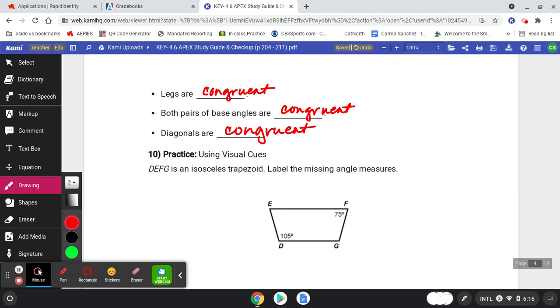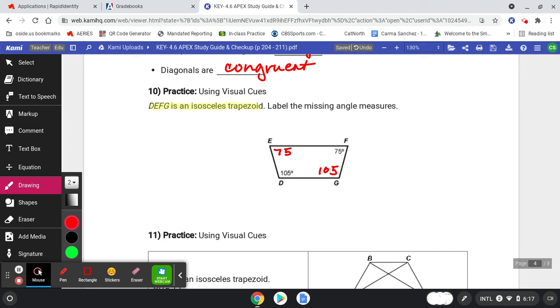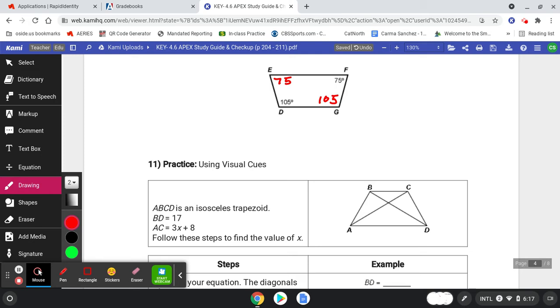If DEFG is an isosceles trapezoid, label the missing angle measures. So we know that both base angles are the same. So do you see the 75 and the 75 and the 105 and the 105? What we're used to in parallelograms is that opposite angles are equal. But in this case, the base angles are equal. So be careful with parallelograms and those rules we've been doing versus this trapezoid. Okay, let's go do this practice.